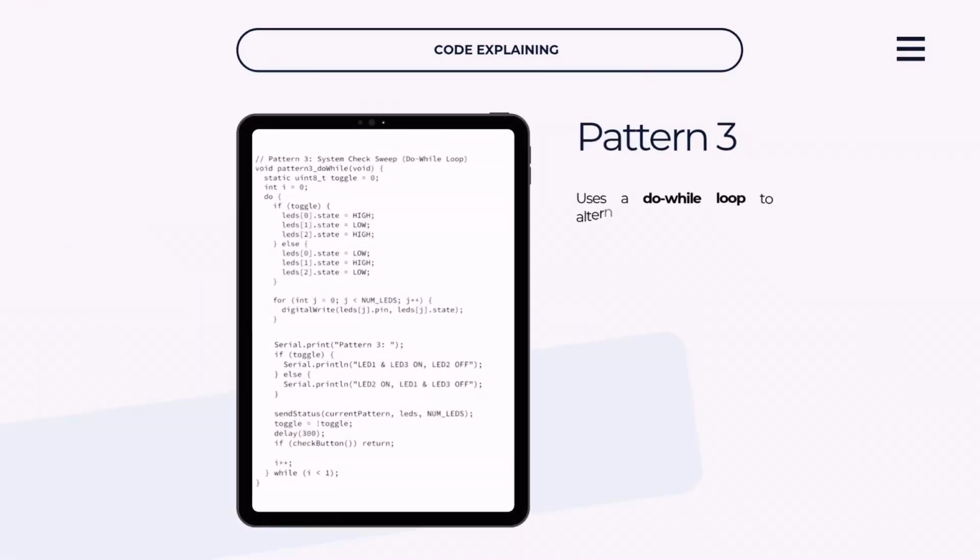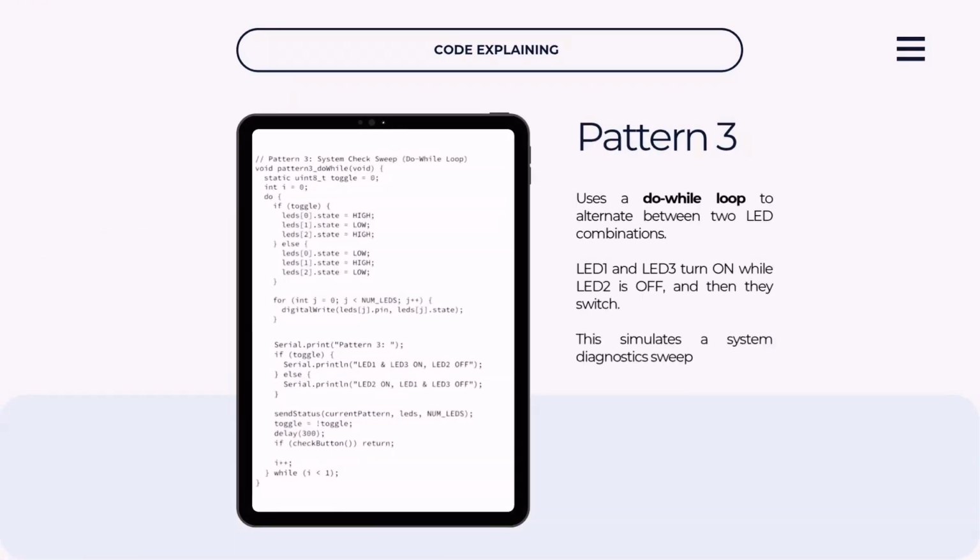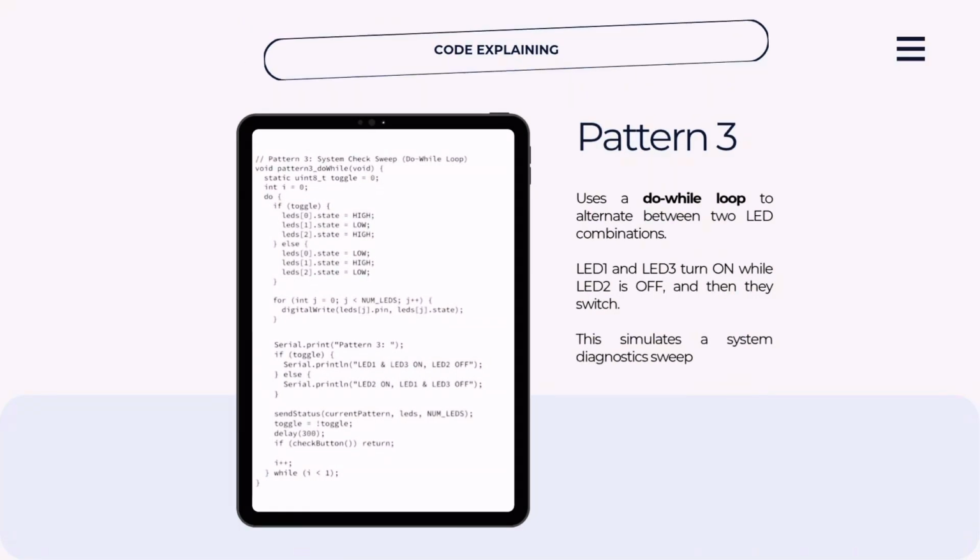Pattern 3 uses a do-while loop to alternate between 2 LED combinations. LED 1 and LED 3 turn on, while LED 2 is off, and then they switch. This simulates a system diagnostic suite.